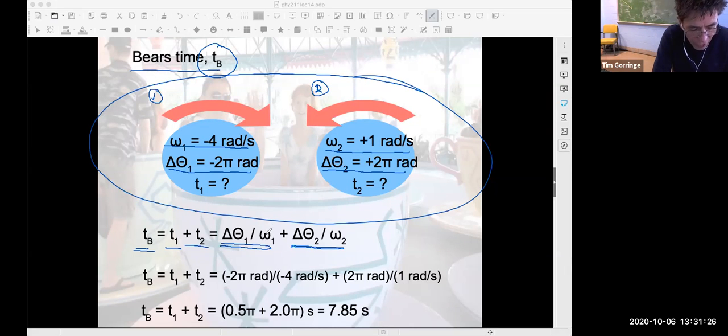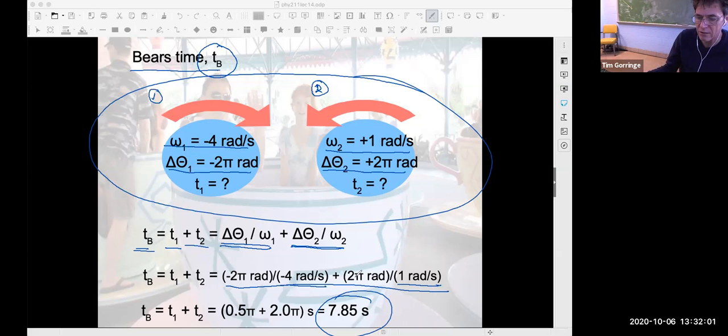So larger omega takes less time. Anyway, these numbers now over here on the right-hand side, we know them all. I can fill them in. One complete turn is the angular displacement, and initially at -4 radians per second, finally at 1 radian per second. Fill all those numbers in. I get 2 times, and then I can add up those 2 times, and the end result, I've just written it down here, 7.85 seconds. That's the bear's time for this trip they took.